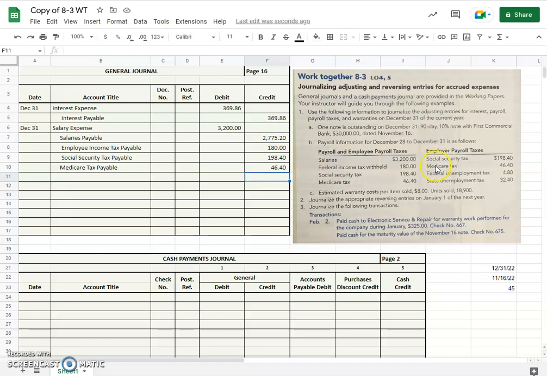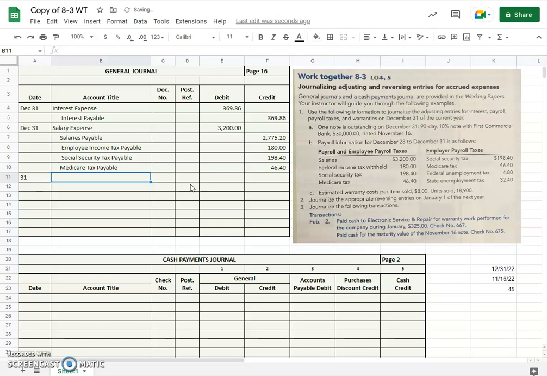And now we've got to do the other side, the payroll tax expense for the employer, right? So we're still on December 31st. You really just need to put a 31 after the first one. And this is payroll taxes expense. And we know we have Social Security tax, Medicare tax, federal unemployment tax, and state unemployment tax, all payables, all right? So we'll go ahead and write those in.